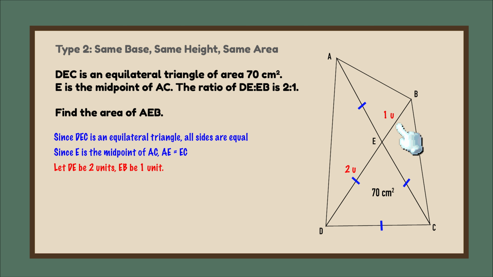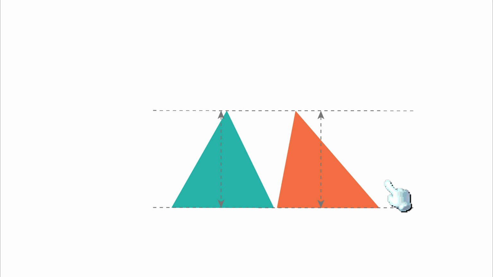Now I'm gonna look for triangles with the same base and same height. Oh, I've got one. DEC and AED share the same height and same base. So it means that they have the same area.